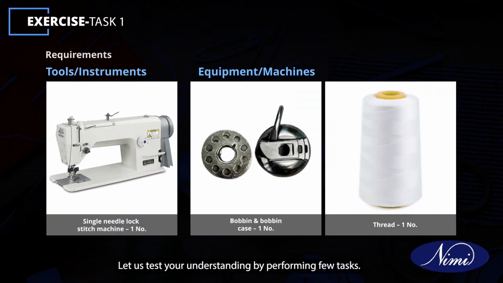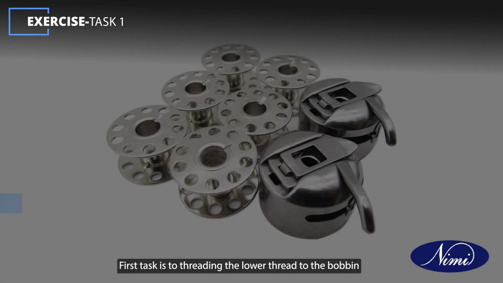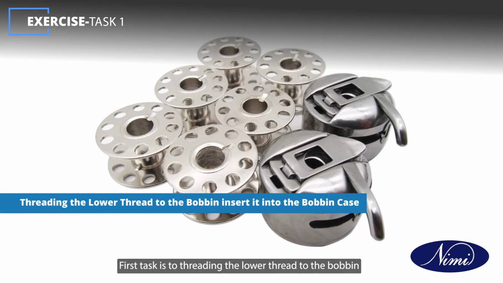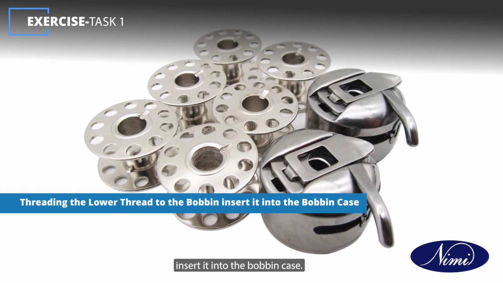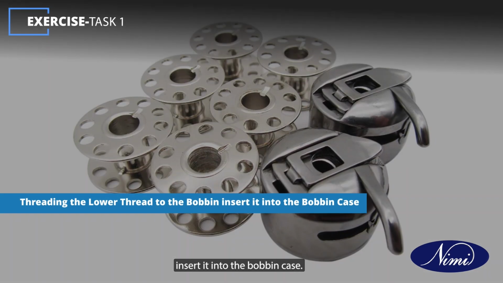Let us test your understanding by performing few tasks. To do this, you need single needle lock stitch machine, bobbin and bobbin case and thread. First task is to thread the lower thread to the bobbin, insert it into the bobbin case.